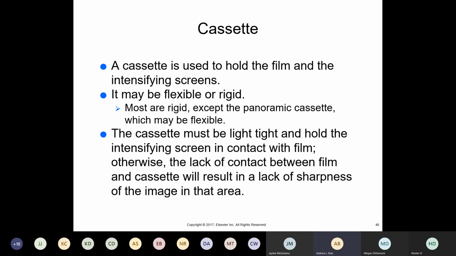The cassette itself is just either the hard metal cassette or that flexible vinyl cassette that is used to hold the film and those intensifying screens together. It must be light tight, and it must hold that intensifying screen tight to the film. That's something that we check on those for maintenance. On the hard cassette, we want to make sure that they maintain, there's like spongy stuff under those screens that hold them so that they squeeze really tight against the film.